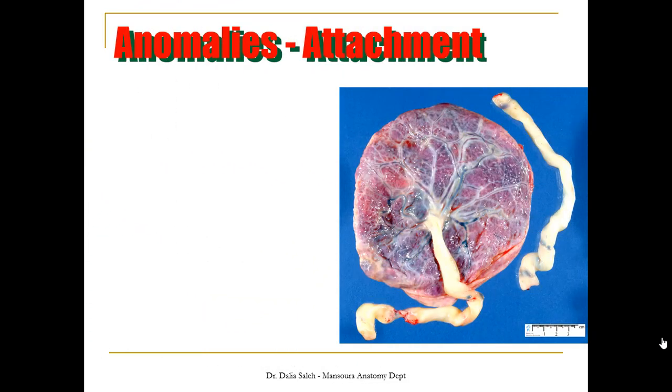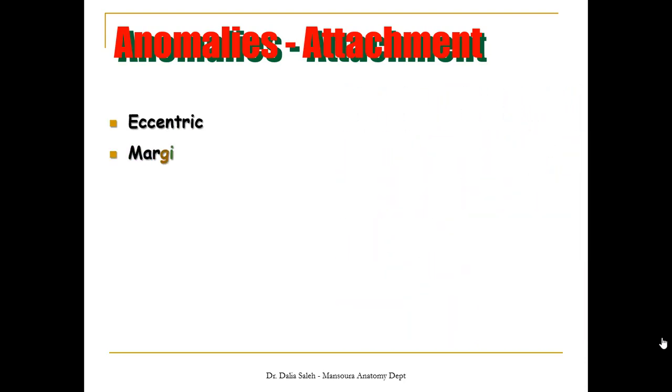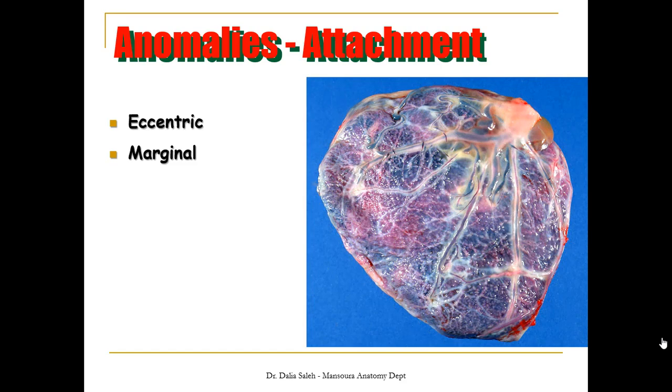For the anomalies regarding the attachment of the umbilical cord to the placenta, this is the normal attachment on the fetal surface towards the center, but sometimes there is eccentric umbilical cord attachment when it is not exactly at the center of the placenta, or even marginal attachment when it lies at the margin of the placenta.